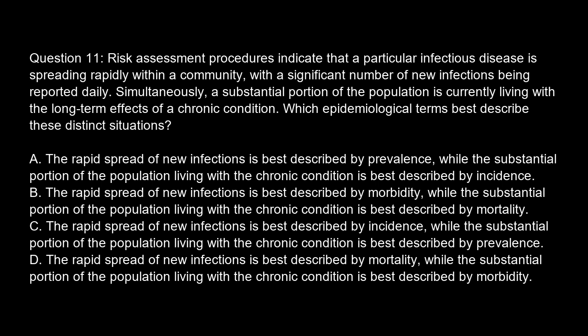Option A. The rapid spread of new infections is best described by prevalence, while the substantial portion of the population living with the chronic condition is best described by incidence. Option B. The rapid spread of new infections is best described by morbidity, while the substantial portion of the population living with the chronic condition is best described by mortality. Option C. The rapid spread of new infections is best described by incidence, while the substantial portion of the population living with the chronic condition is best described by prevalence. Option D. The rapid spread of new infections is best described by mortality, while the substantial portion of the population living with the chronic condition is best described by morbidity.